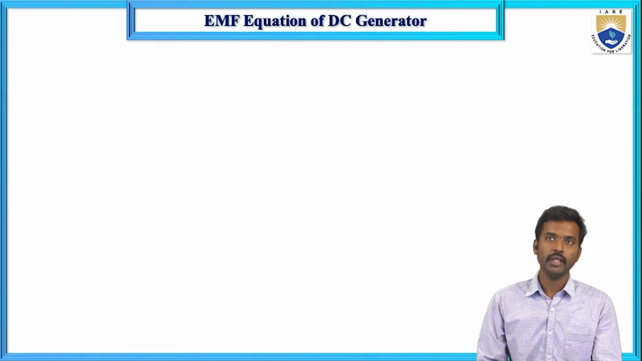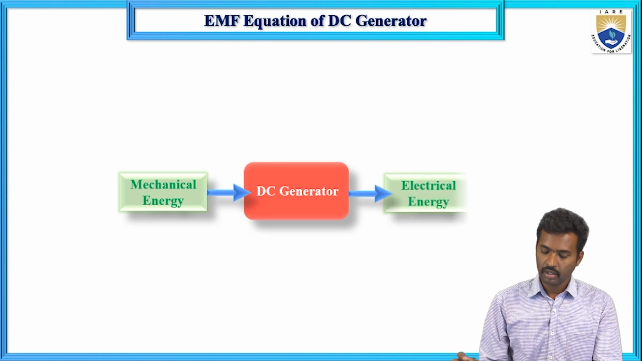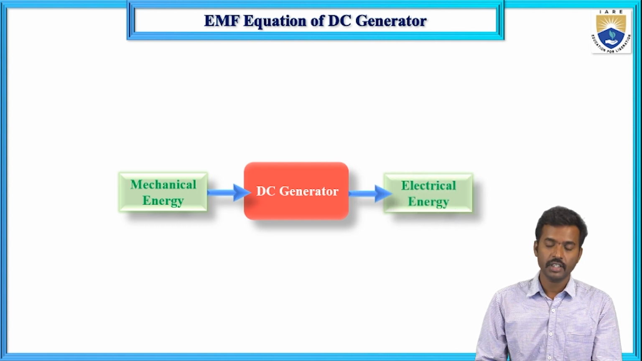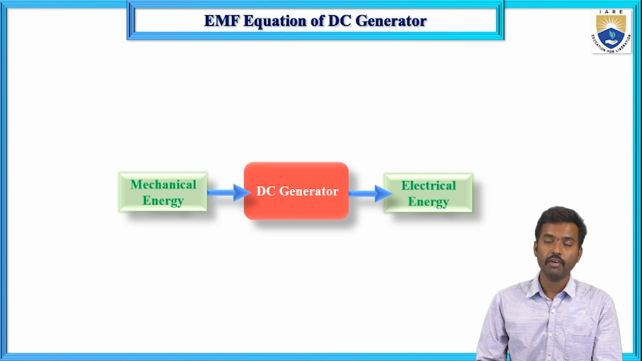First, what do you mean by DC generator? A DC generator is a device which converts mechanical energy to electrical energy. The principle of the DC generator is that when a rotating conductor is placed in a stationary magnetic field, an induced EMF is developed in the armature conductor, according to Faraday's law of electromagnetic induction. Dynamically induced EMF will be generated in the armature conductors.